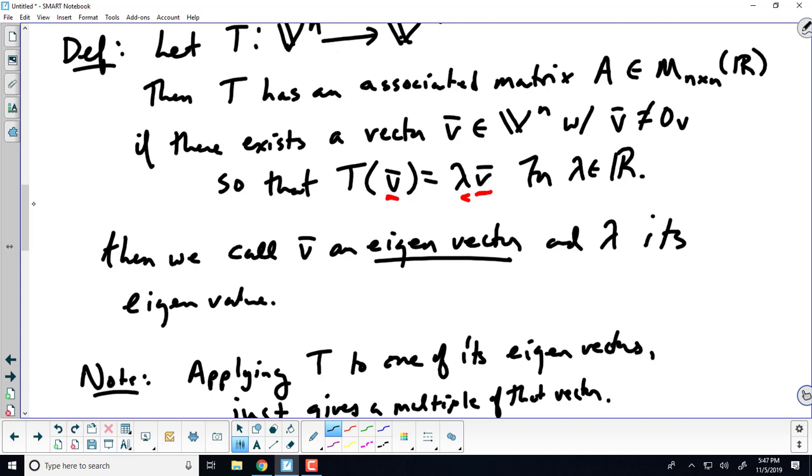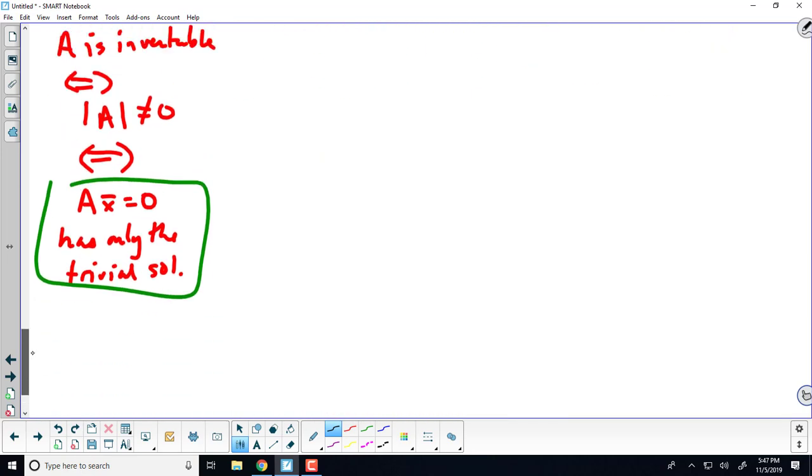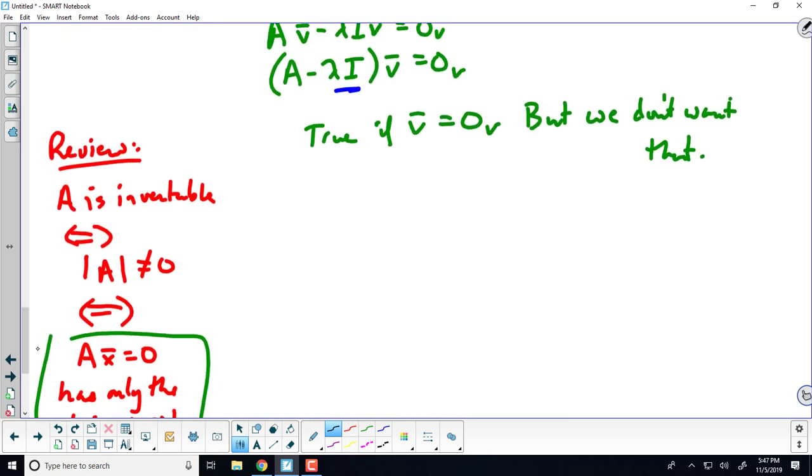Always the 0 gets mapped to what? 0. So it's always a multiple of itself. So that's not really an interesting insight into the specifics of the transformation. Okay? So the other way that could happen, though, is if the product of this matrix and some non-zero vector comes out to be 0.